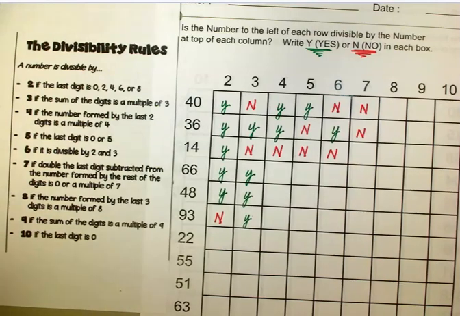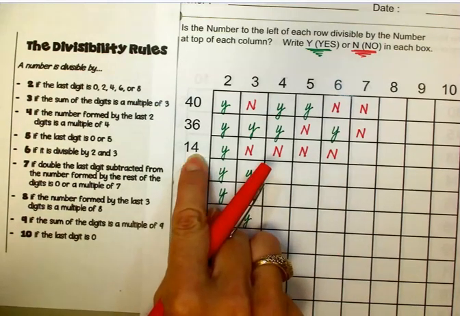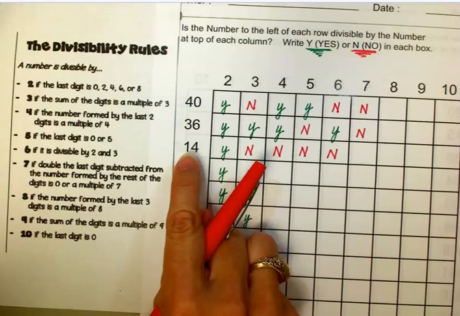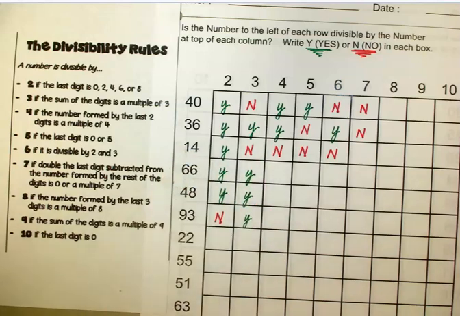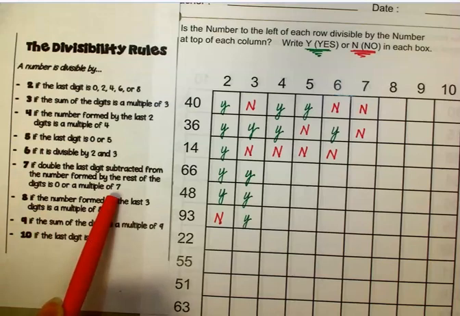All right. The next one, take the last digit, 4, double it, which is 8, okay? And then subtract it from the rest of the digits. 1 minus 8 gives you a -7, okay? And -7 is a multiple of 7.